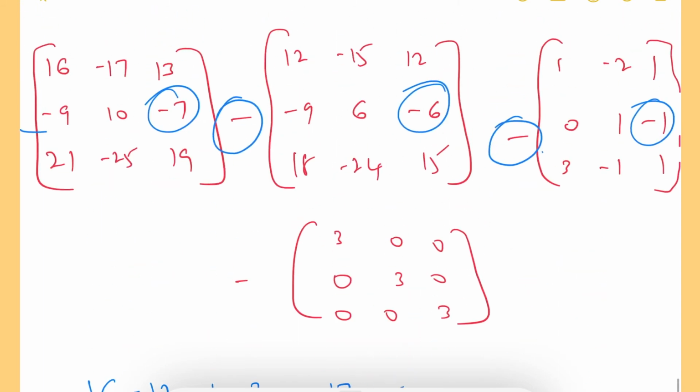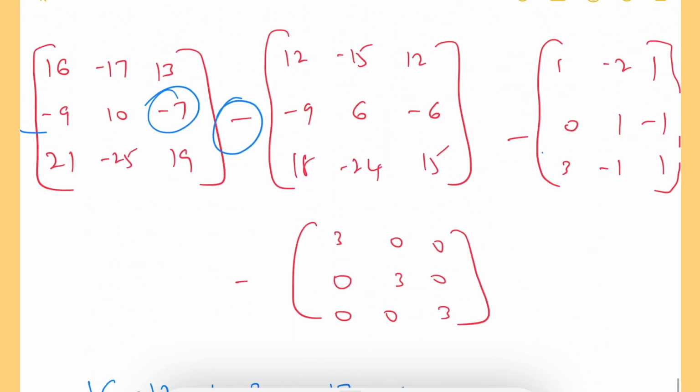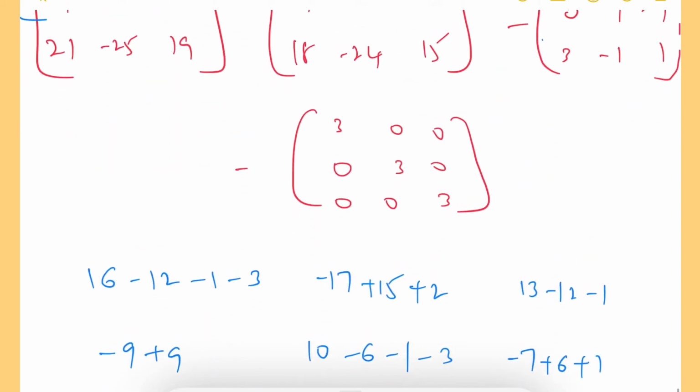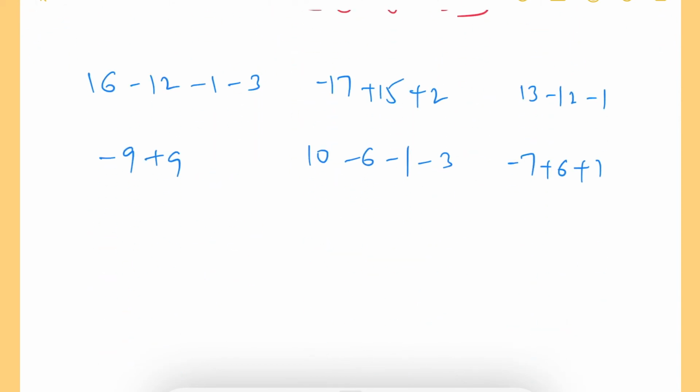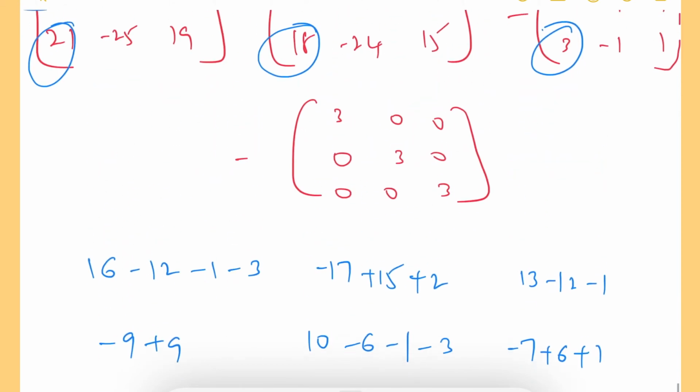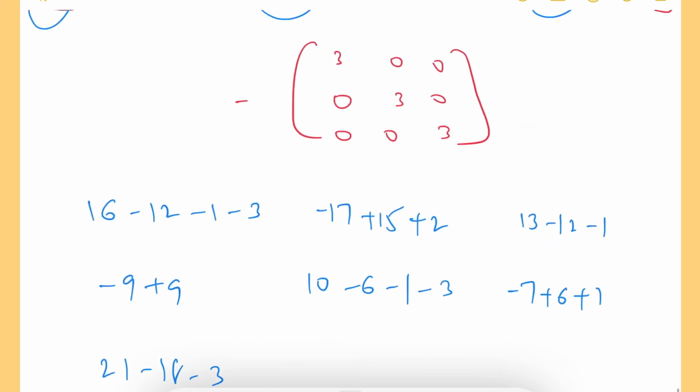Now let's move to the third row. 21, 18, 3. Here 0, 0 doesn't have any value, so I won't worry about it. 21 minus 18 minus 3. Okay, next element.